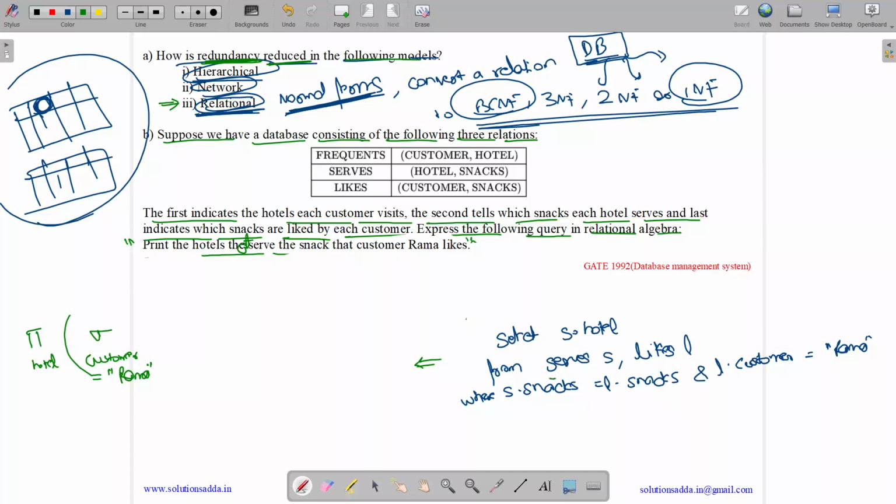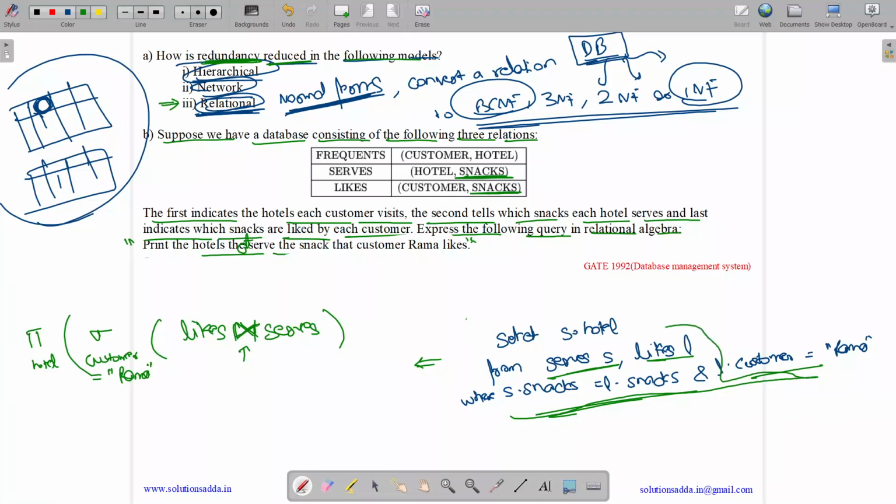And what we need to do? We need to do the cross product, conditional cross product. Okay, so see, the likes table has snacks and the serves table has snacks. So we can also do the natural join. Natural join joins directly based on the common attribute, which is snacks over here. So we will do likes natural join serves. What it does is the conditional join based on the common attribute, and this is called natural join.